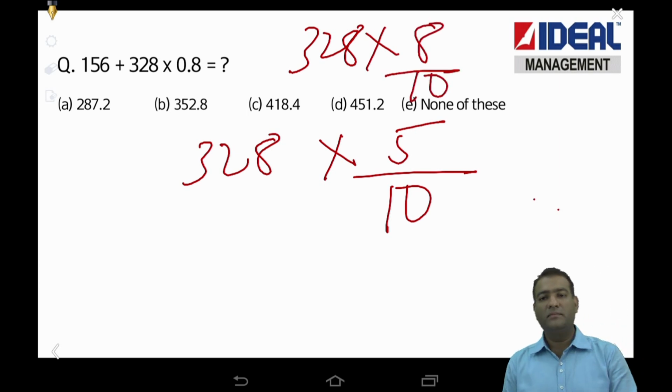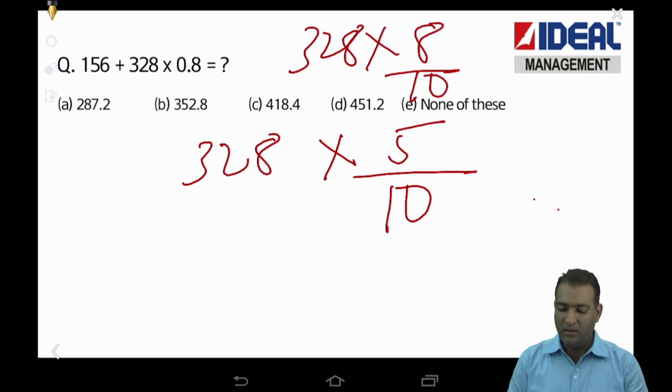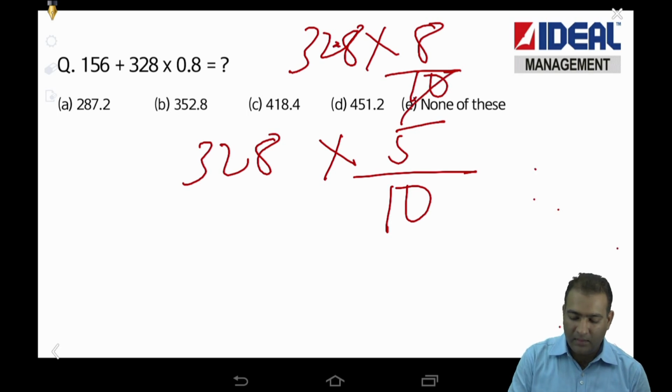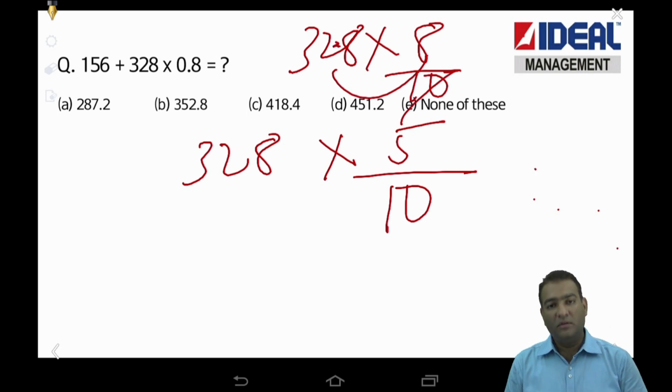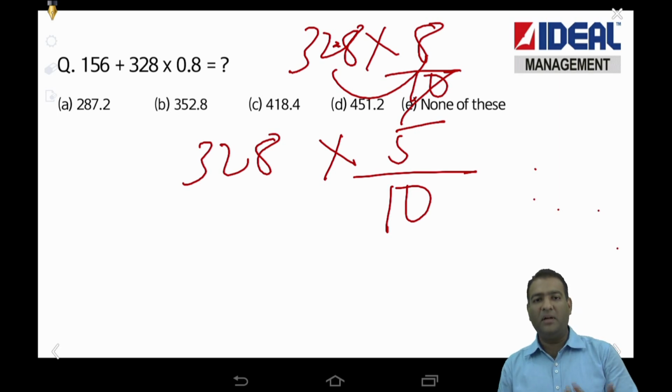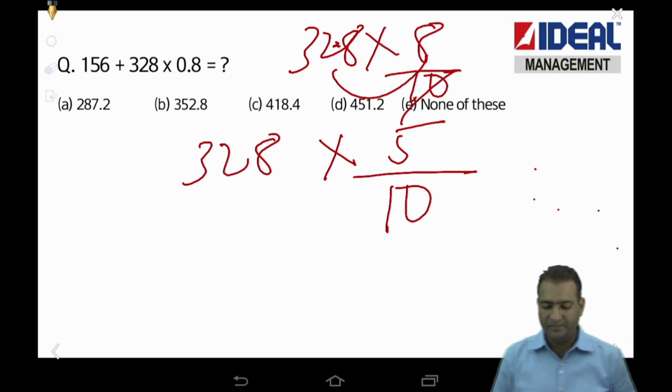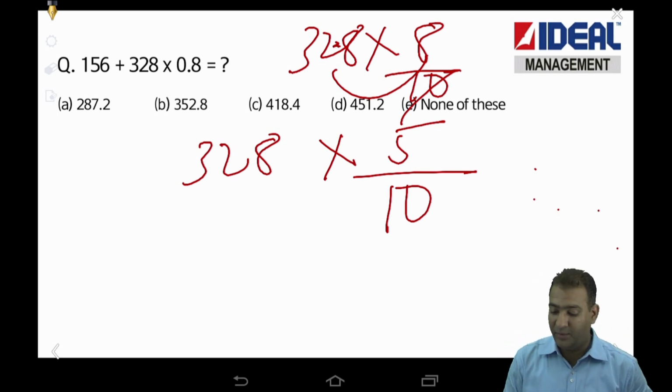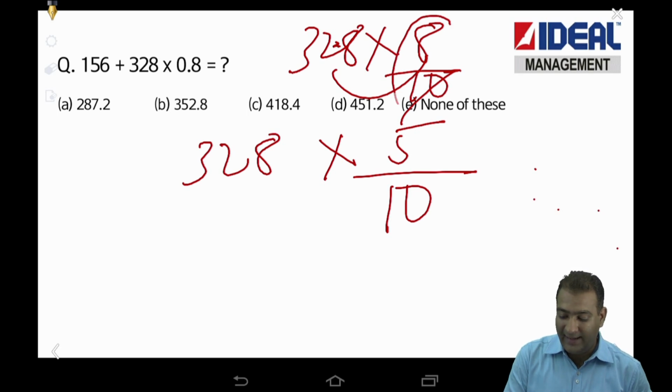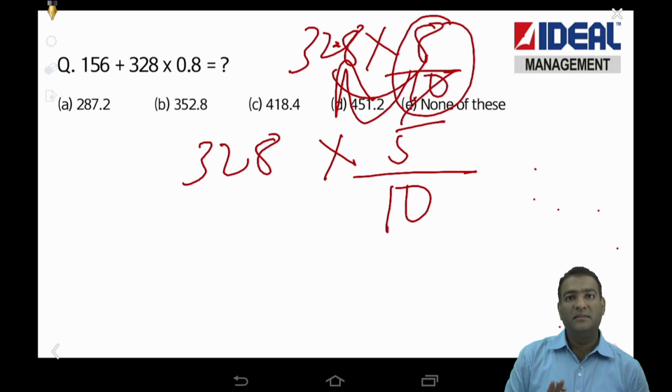8 by 10. This is the meaning. So one is this: do this, then multiply. Obviously my explanation will take some time, but once you understand, it's there. And the second is this: can I say, finding 8 by 10 means subtracting 2 by 10? Subtract 2 by 10 from it, reduce 20%, and you'll get the same answer.